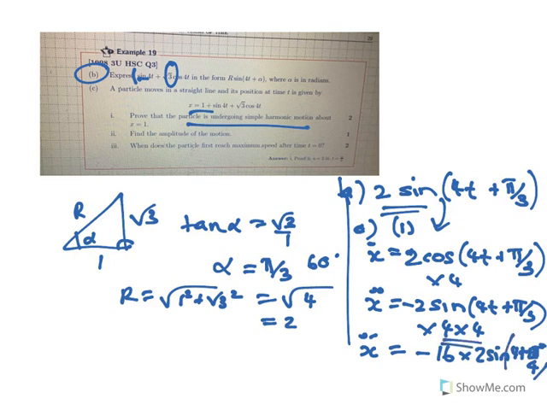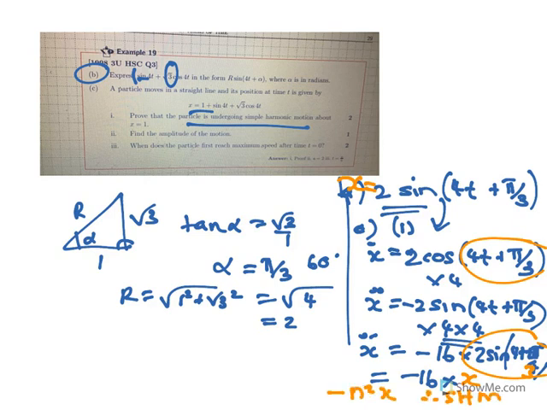So x double dot actually equals minus 16 times 2 sine 4t plus pi on 3. Can you see how I've just kept the 4s out? Because that's my n squared. So it's minus 16 times 2 sine 4t plus pi on 3, because I'm keeping that there. So that is actually equal to x. It's all in the form of minus n squared x, so therefore it is simple harmonic motion. And the amplitude is your R, which is the square root of 1 squared plus root 3 squared, which is root 4 or 2.